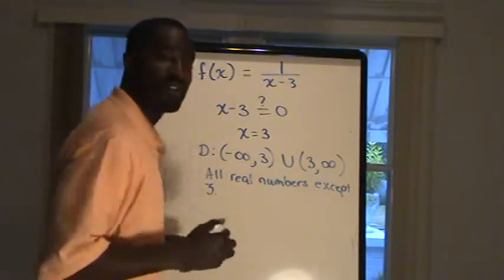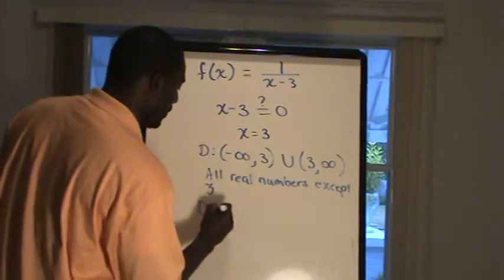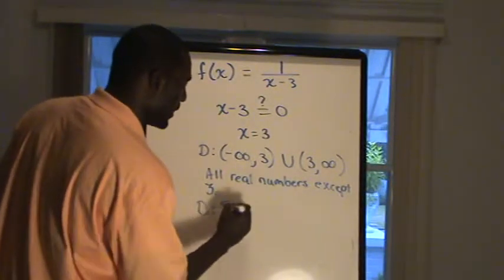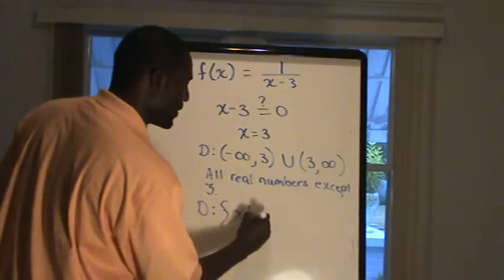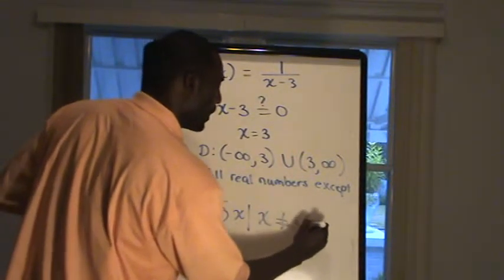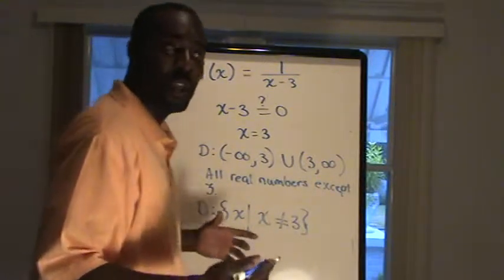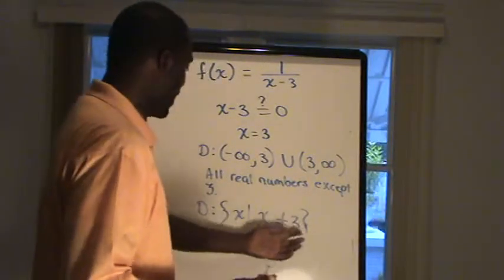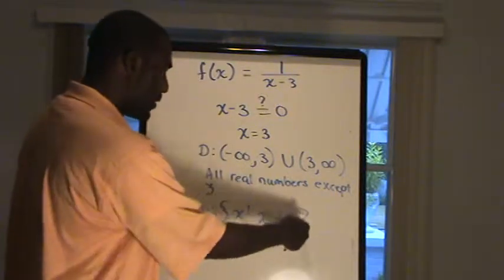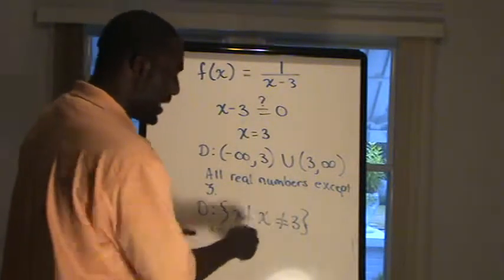Some of us are used to the set builder notation. We can say that the domain is equal to the set, which is our brace, the set of all x such that x does not equal 3. And this is pretty much the standard way that you see the answers written on the ACT test or in an Algebra 2 trigonometry class. It is called set builder notation. The set of all x such that x does not equal 3.